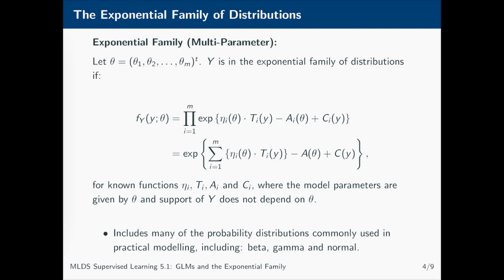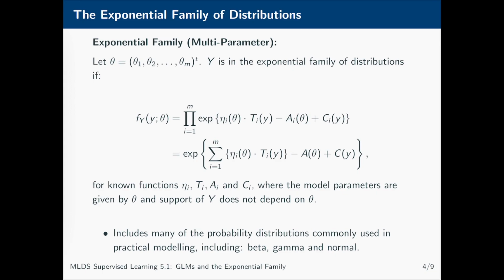Okay, so suppose now that our probability model has m greater than or equal to 1 parameters, to consider this in generality. And we're going to store those in a parameter vector that we'll call theta, where each element of theta is an individual model parameter. In this case, y is going to belong to the multi-parameter exponential family if its probability density can be written in the following form, where the functions eta i, t i, a i, and c i are all known for i from 1 to m. And again, we require that the support of y doesn't depend on the parameters theta.